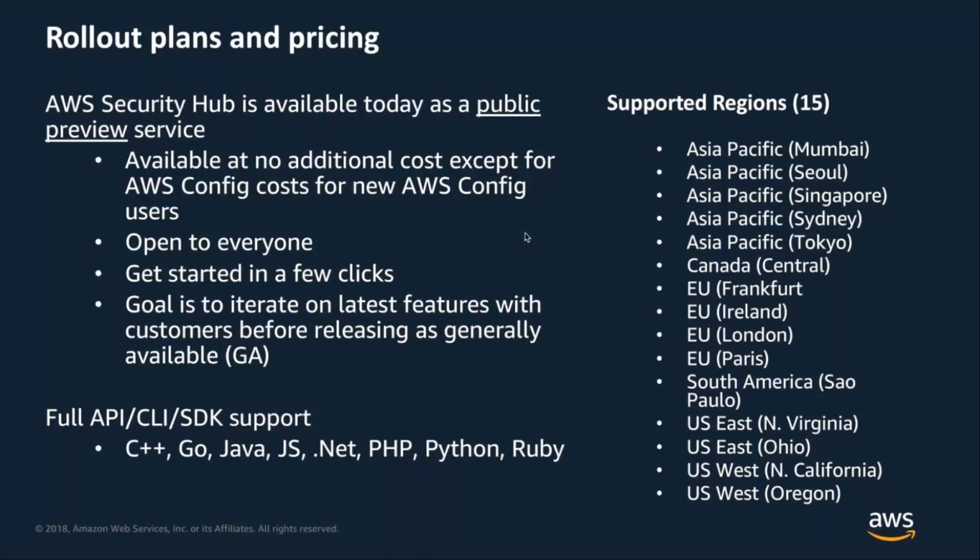We rolled out at a global scale at re:Invent, so we are available in 15 regions around the world. We're not yet a multi-regional service, and so what that means is that you do need a separate instance of Security Hub for each region. We do support multi-account roll-up within a region. I'll get into that in just a bit.